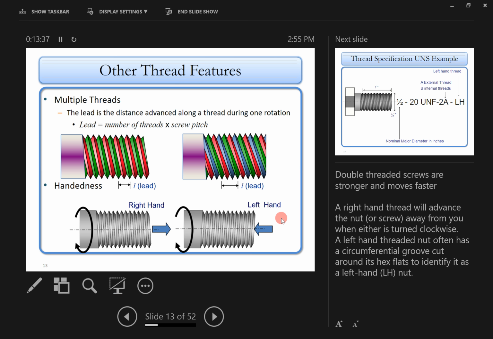The other way you can identify it is just like a gear. You can put the screw on top of a flat surface, or you can just look at it this way. If it's right hand, then it's inclined this way. You have a right hand rule like that. Otherwise, you have the left hand direction of the thread.